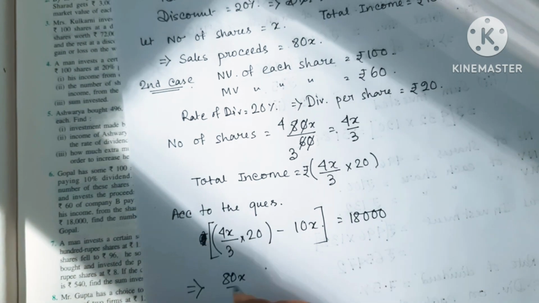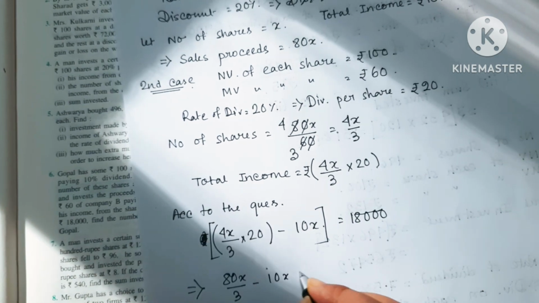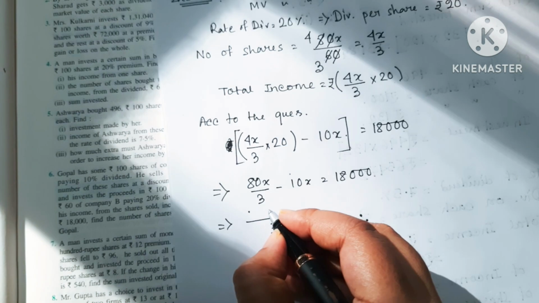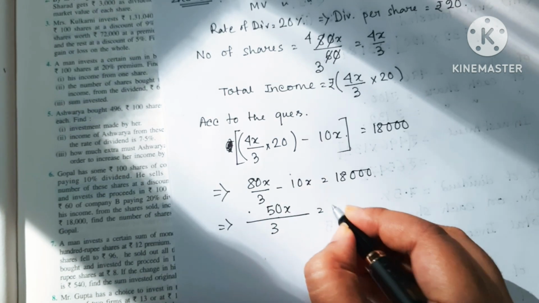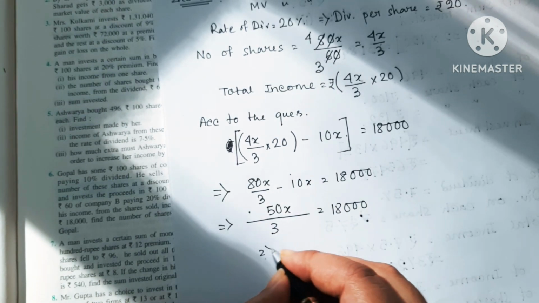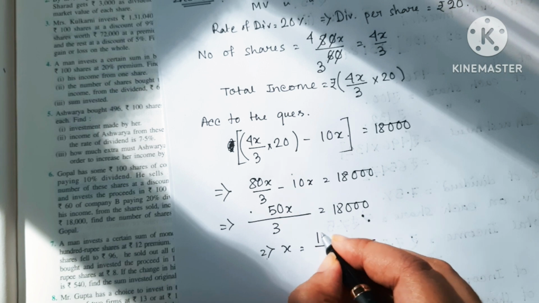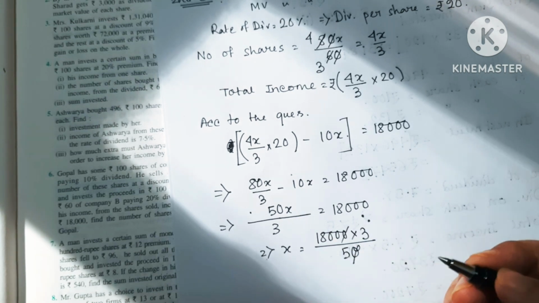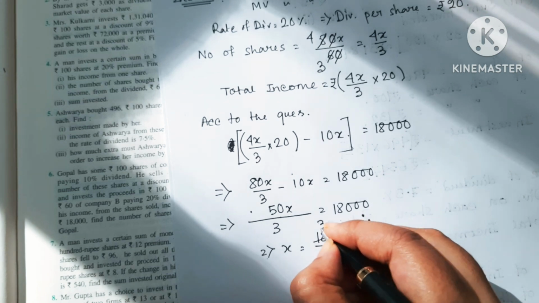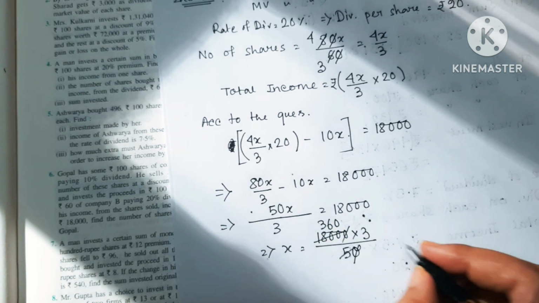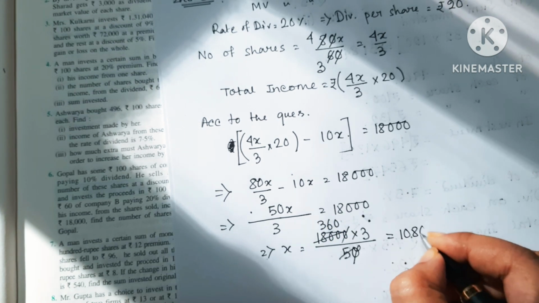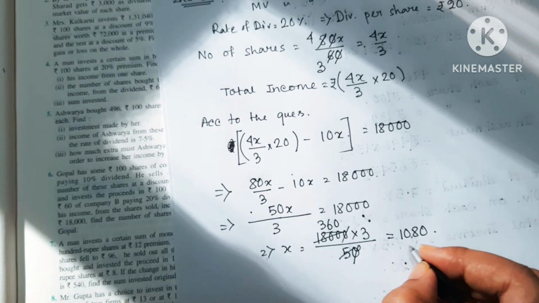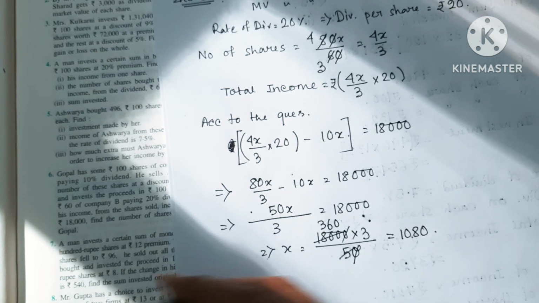That means 80x by 3 minus 10x equal to 1800. 50x is equal to this one. So x equal to this, so this will be the answer. This is the number of shares that Gopal sold.